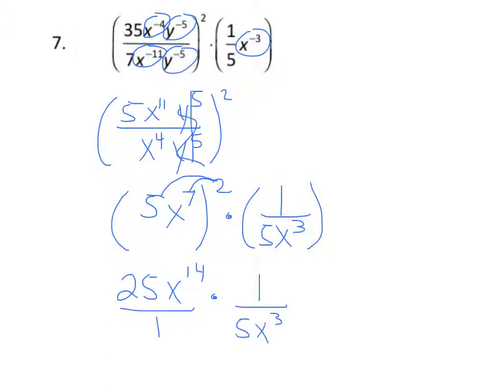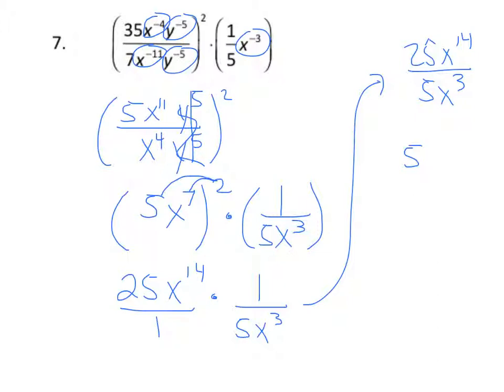This first part is like over 1, so I do the top times the top and the bottom times the bottom. And I get 25x to the 14th over 5x to the 3rd. Now I can simplify a little more. 25 over 5 is 5 over 1, or just 5 on the top. And then I subtract my exponents for the x's. 14 minus 3 is 11, so I get 5x to the 11th.